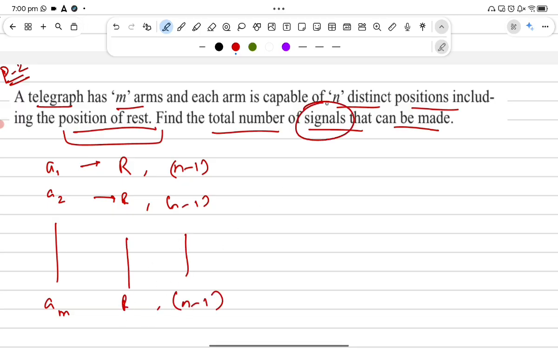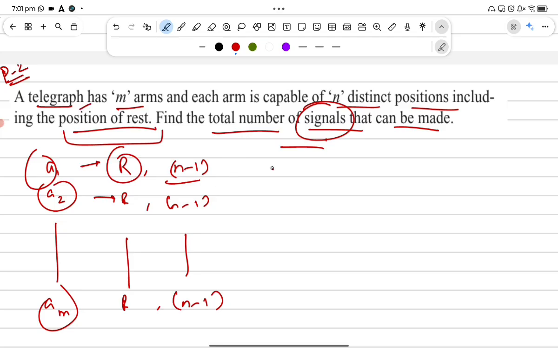Now a signal is not made when each of the arms chooses the position rest. That is when we'll say there's no signal. So even if a single arm chooses a position apart from rest, we are okay with it. We are cool. We are saying that yes, that will make sure that the telegraph makes a signal.